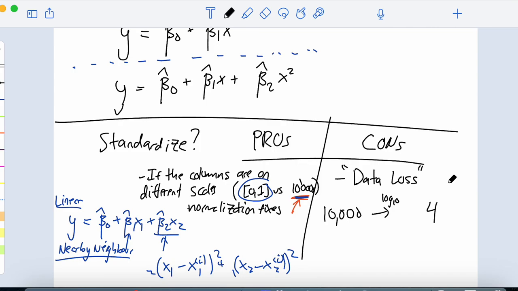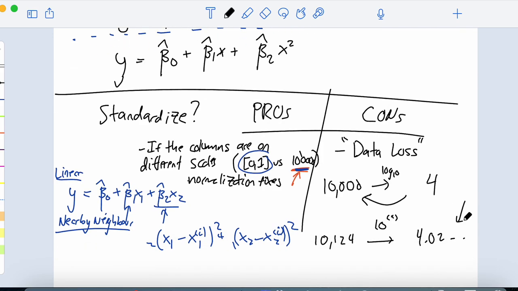Well, in this case, let's look at specifically the function log 10. I can undo log 10 by doing 10 to the power x. So you take log 10 of 10,000, you convert it to 4. I can convert 4 back to 10,000 by doing 10 to the power 4. But what if a number is not fitting properly, let's say 1,124? That will get converted to 4.02 or whatever. You're saying if you round it off by too much. Yeah. I see. Okay. This is good. So yes, this is true.